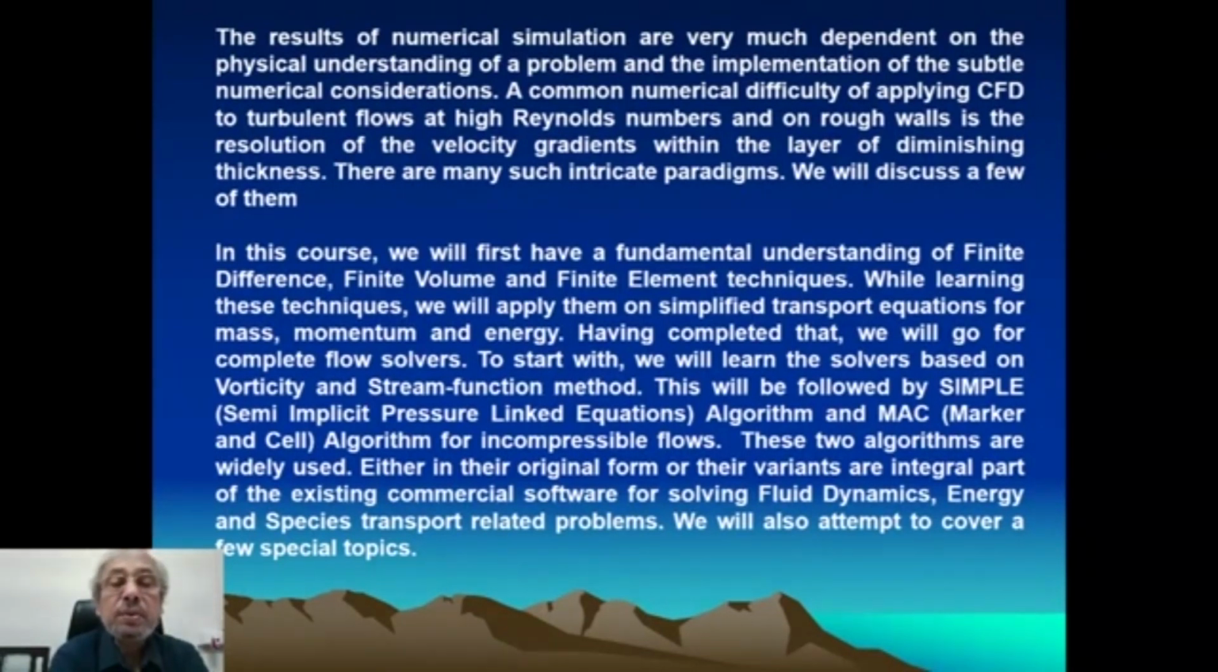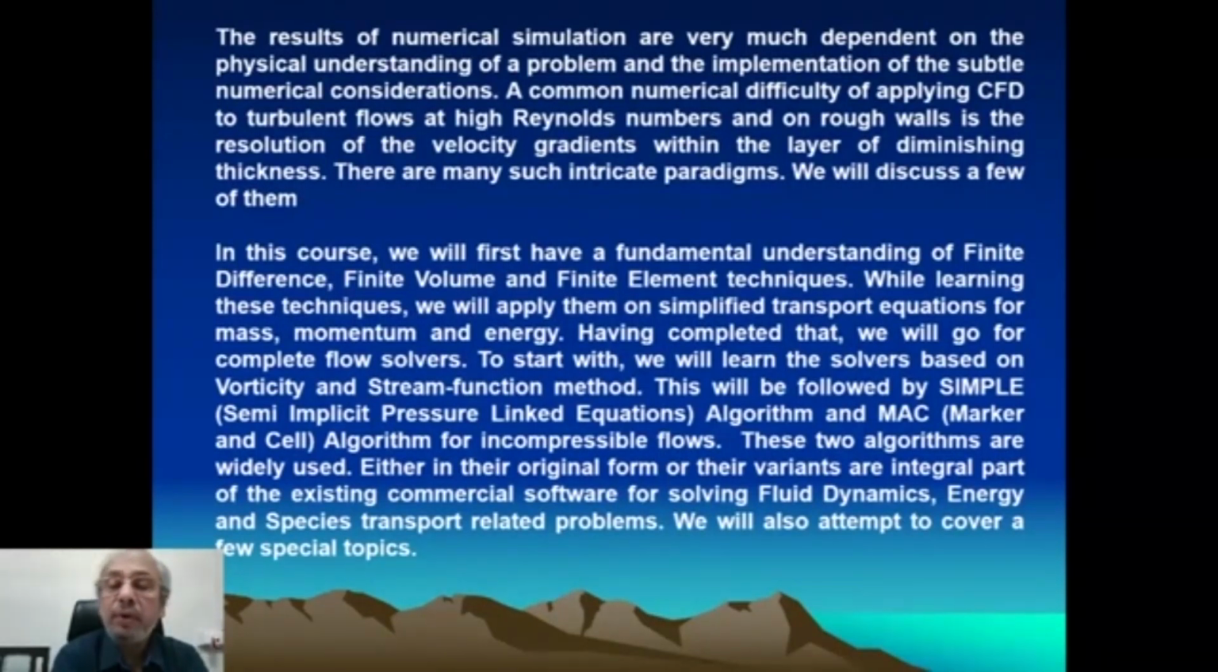In this particular course, we'll first have a fundamental understanding of finite difference, finite volume, and finite element techniques. While learning these techniques, we'll apply them on simplified transport equations for mass, momentum, and energy. Having completed that, we'll go for complete flow solvers. To start with, we will learn the solvers based on the vorticity and stream function method. This will be followed by SIMPLE. I mentioned the SIMPLE algorithm earlier. It's an acronym for Semi-Implicit Method for Pressure Linked Equations. So the SIMPLE algorithm and the MAC algorithm.